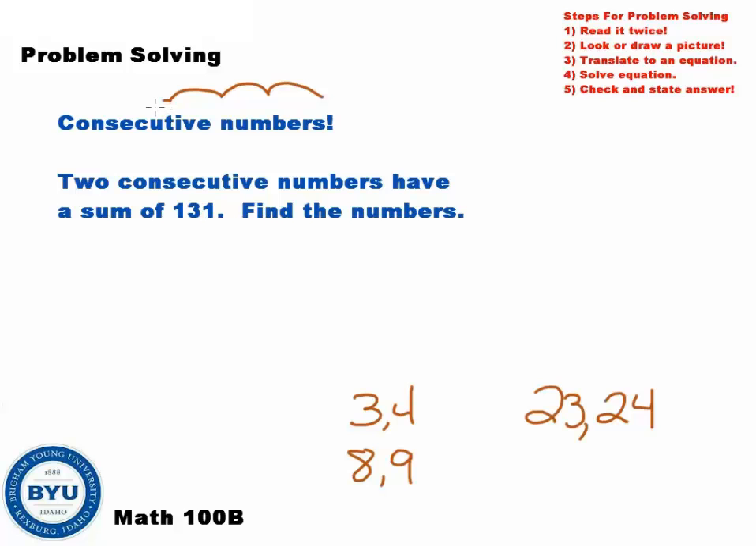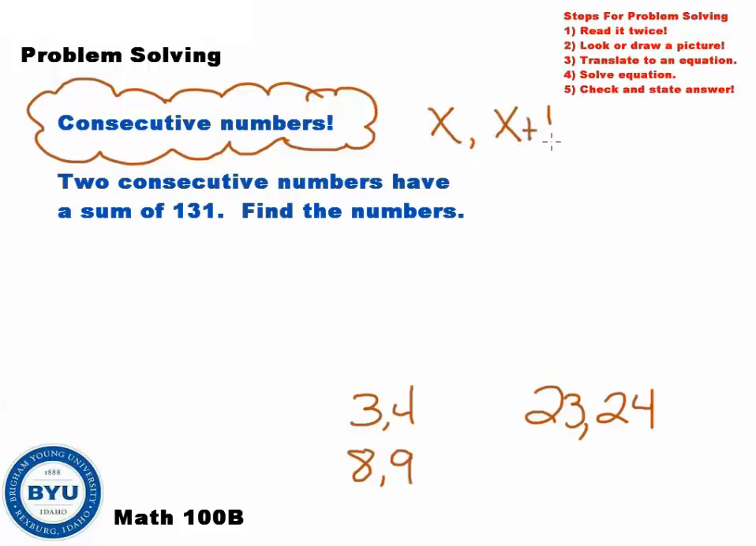And when dealing with consecutive numbers in equations, we usually write them as x being the first number, and the next number being x plus 1. That would make sense. If our first number was 3, then the next consecutive number will be just 1 more than that. Or if it were 23 as x, well, the next number would be just 1 more than that original number.